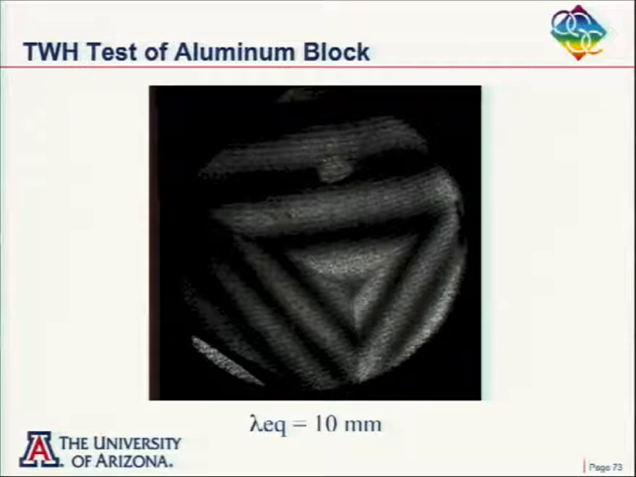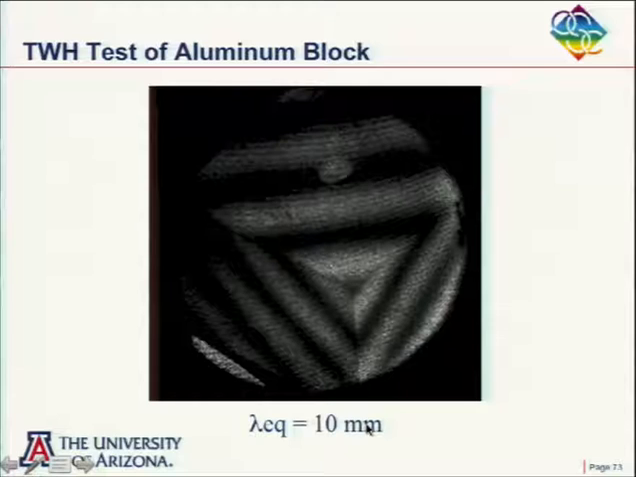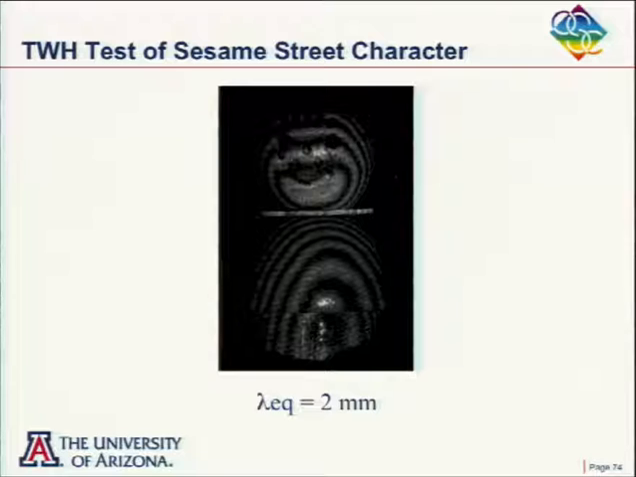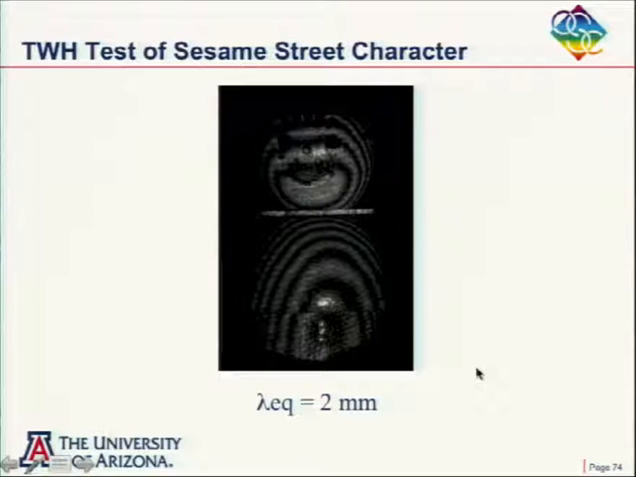It's not limited to testing of optics. This was just an aluminum block where we used two wavelengths really close together, an equivalent wavelength of 10 millimeters. And one of the students had to bring in a Sesame Street character to contour that as well. So it's kind of interesting. I've had a lot of fun playing with it, but I don't think it's real useful because of the scaling of the errors by the ratio of the equivalent wavelength to the individual wavelengths.